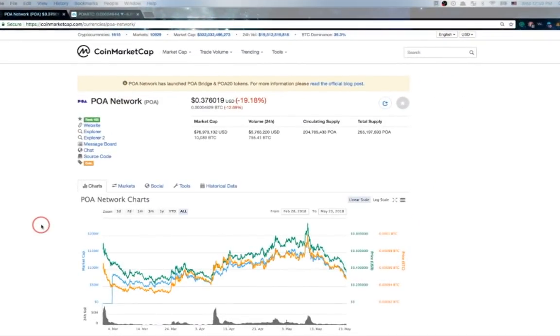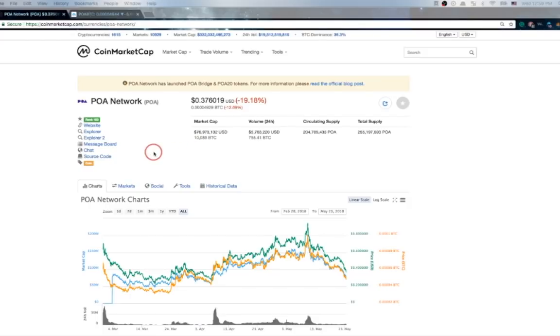Okay, so let's take a look at the metrics. First of all, you'll see that we have a total supply of about 255 million, and the circulating supply is about 204 million. This means that roughly 80% of the supply is actually released into the market, which is great to see. On top of that, the market cap is about 76 million. I believe at the peak, it was close to 150 million.